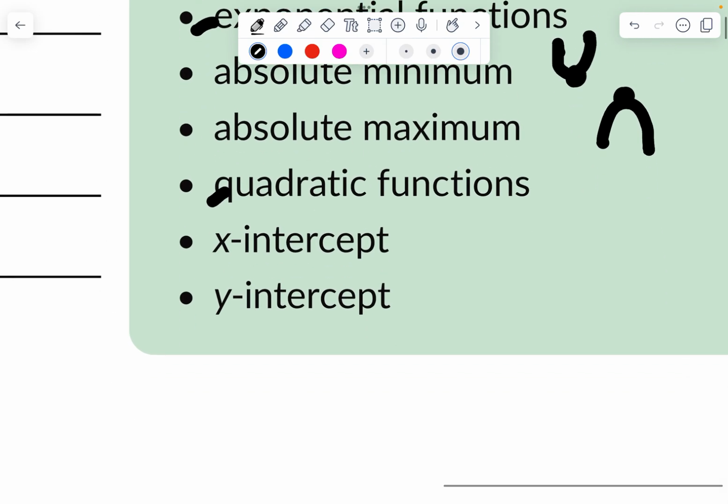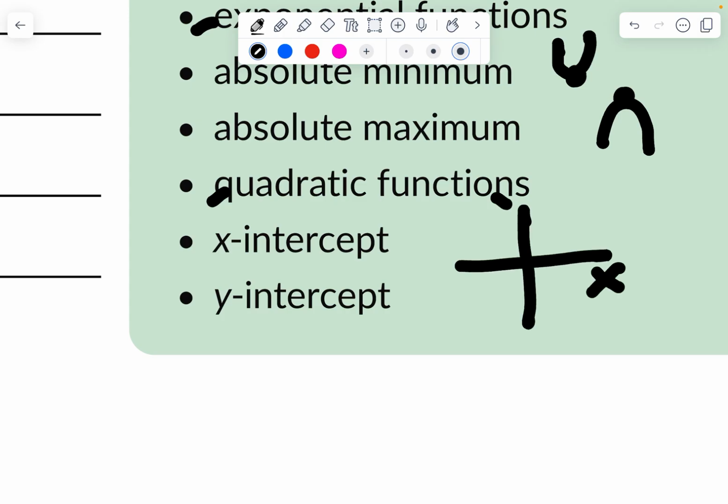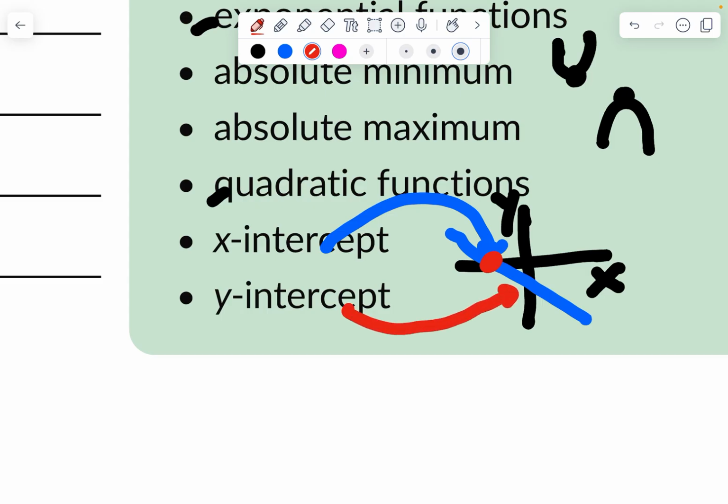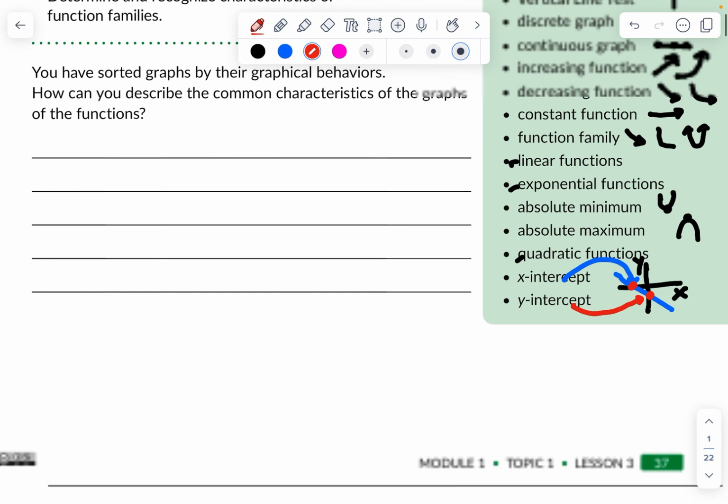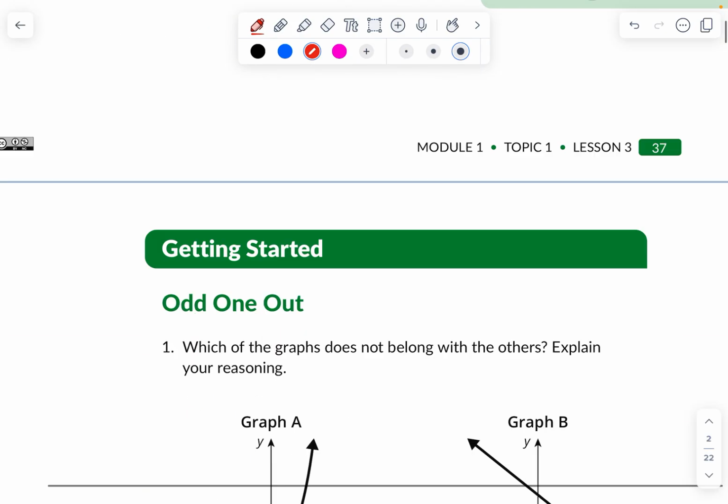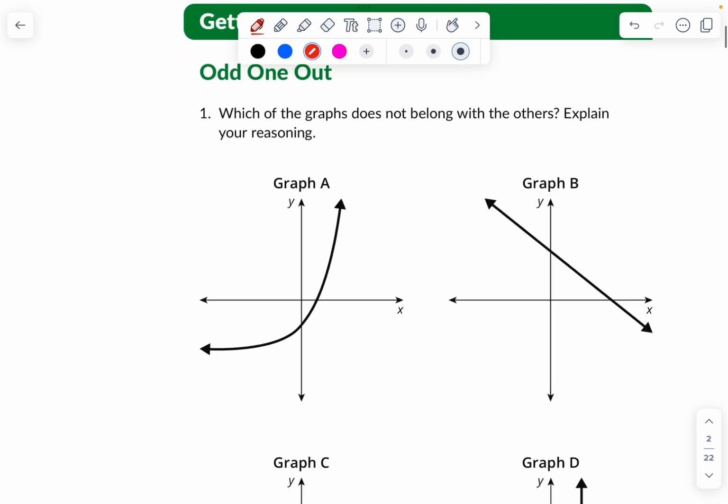X-intercept, when you're looking at a graph. Remember, you have your x-axis and your y-axis. If I draw a line on these axes, okay, your x-intercept is right here where it touches the x-axis. Your y-intercept is right here where it touches the y-axis, okay? So that's just a preview of some vocabulary terms. We're going to go ahead and jump on in.